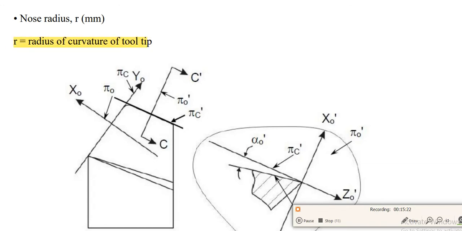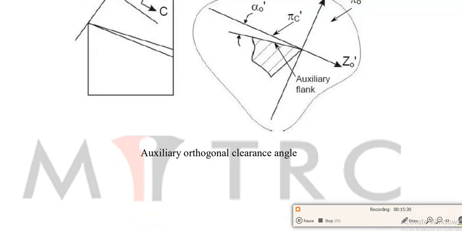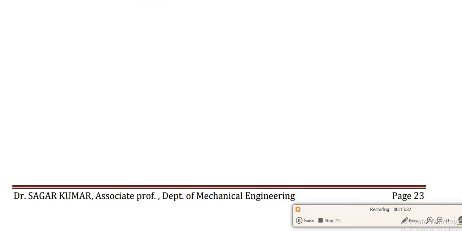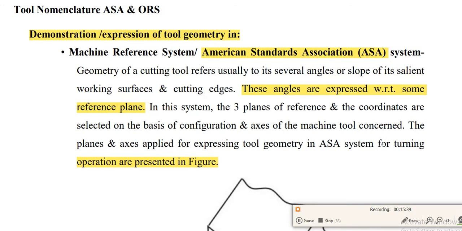So from the figure we can observe the auxiliary orthogonal clearance angles for the single point cutting tool. So I hope that you all have understood the content of today's lecture. In the further lecture we will continue with the next topic. So thank you.